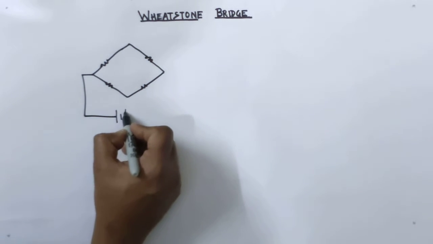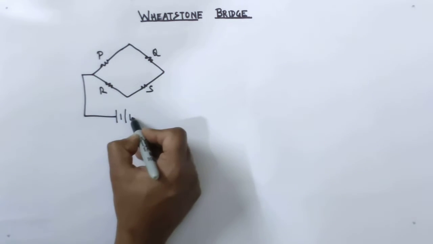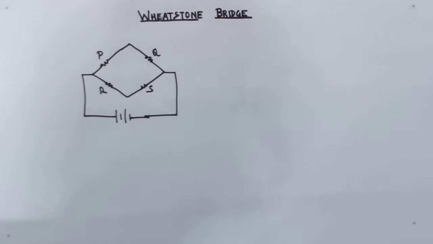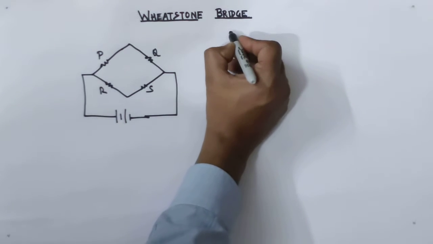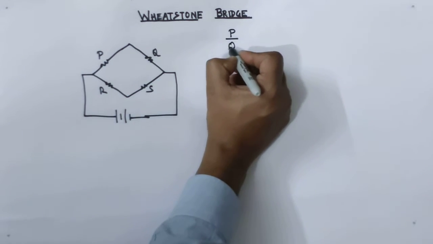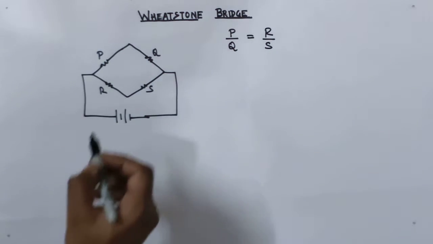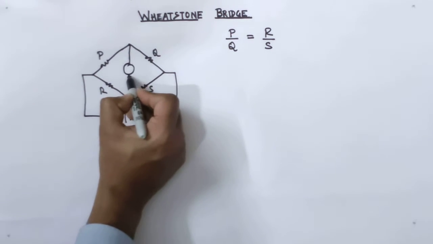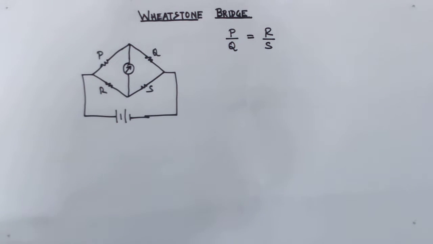Say you have four resistors P, Q, R and S, and they are connected across a battery in this manner. Now, what this Wheatstone bridge principle says is that if the ratio of the resistances P upon Q equals R upon S, then if I connect these two terminals, and over here if a galvanometer is connected, then the galvanometer will not show any deflection.